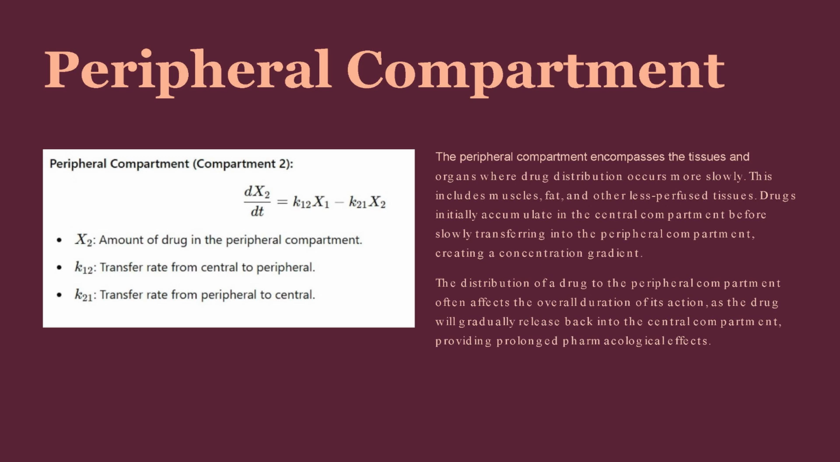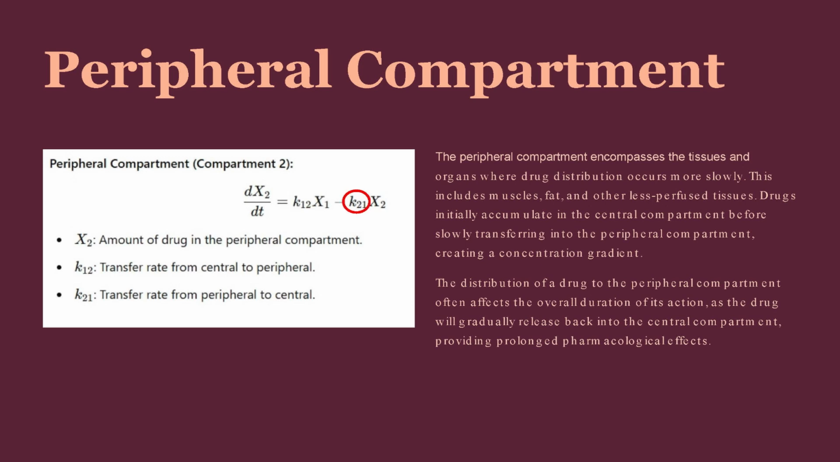The equation for the peripheral compartment is dx2/dt equals k12x1 minus k21x2. Let's break it down step by step. x2. This represents the amount of drug in the peripheral compartment, muscle, fat, and other less perfused tissues. x1. This represents the amount of drug in the central compartment, which includes areas like the blood and highly perfused organs. K12x1. This term shows the rate at which the drug moves from the central compartment, x1, to the peripheral compartment, x2. The positive sign indicates that this process increases the drug amount in the peripheral compartment.